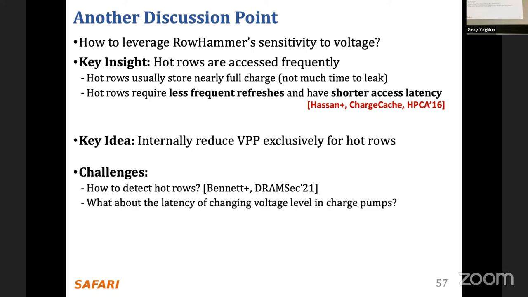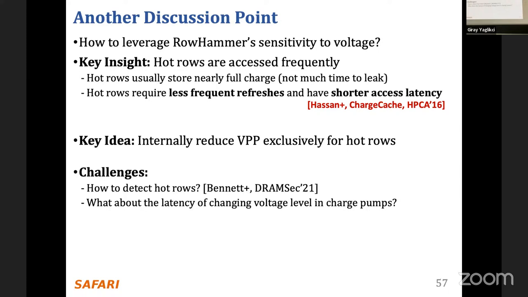And there are some works that focus on how to identify which rows are being hammered. CoMeT is one of them. But also for in-DRAM mechanisms, there is this DRAM paper from 2021 that shows how you can track the row activation counts with high accuracy. You can implement a mechanism like that. You can play with the charge pumps and you can find some mechanisms basically.